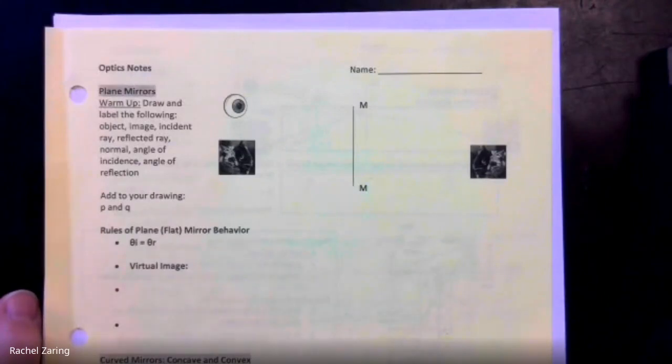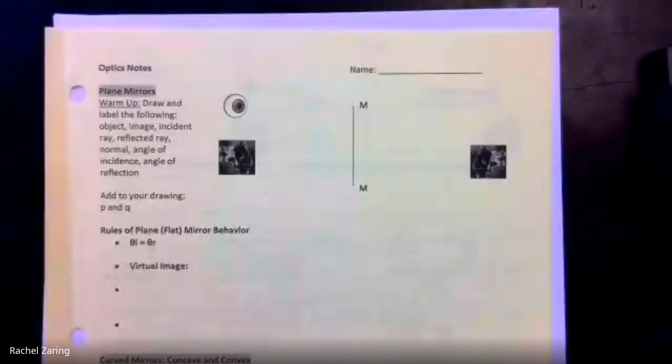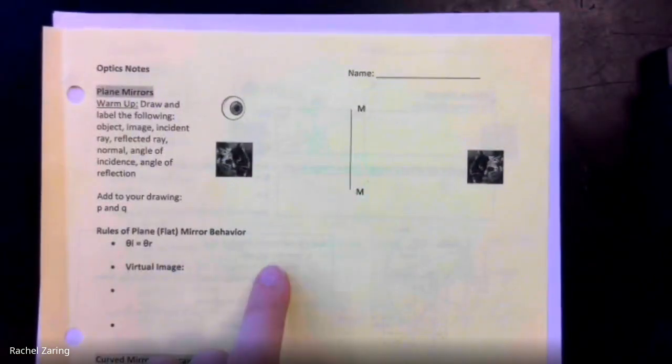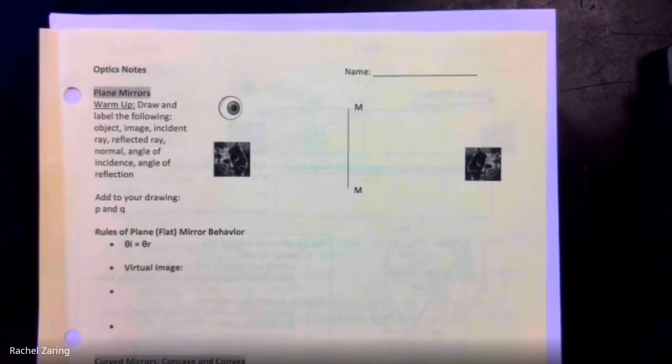All right, hello everybody. Welcome to your lesson today on optics, specifically looking at plane mirrors and starting to look at curved mirrors. Prior to the start of this video, you should have received this handout for your note taker, and you should have started to complete this warm-up where you draw and label the following object image with incident ray, reflected ray, normal, angle of incidence, and angle of reflection.